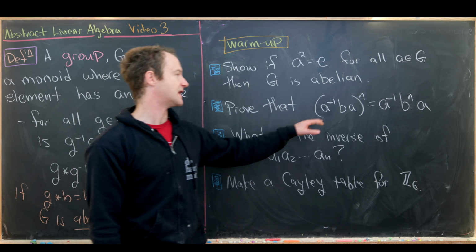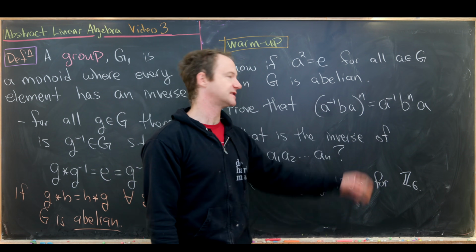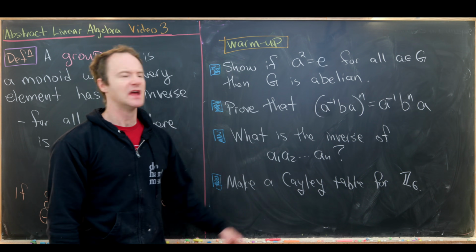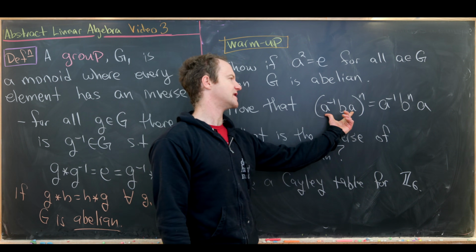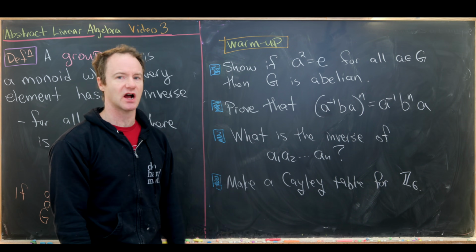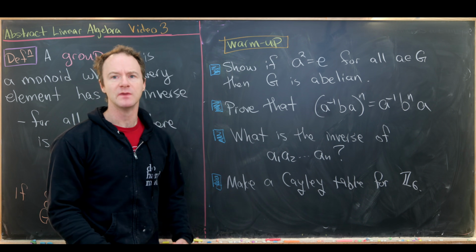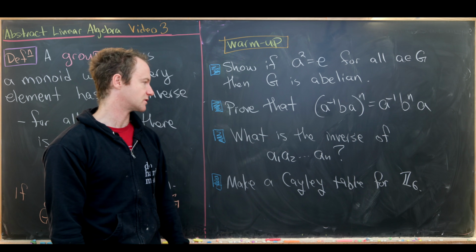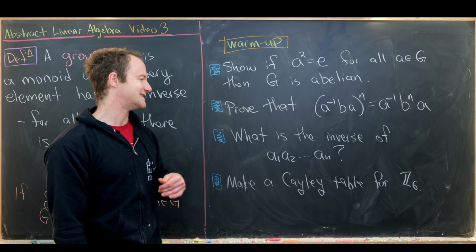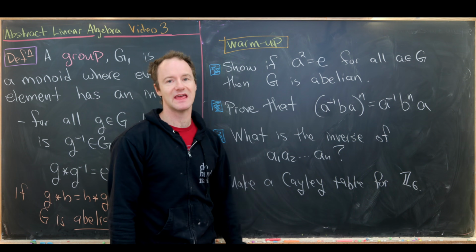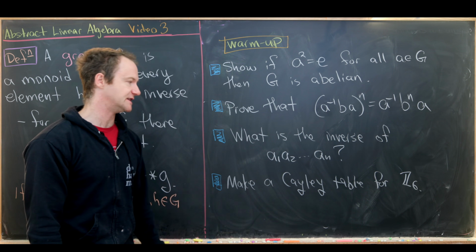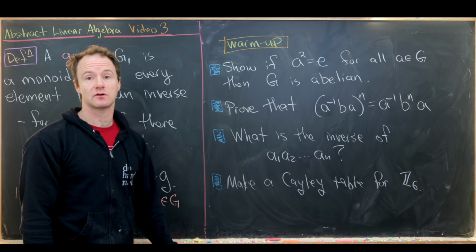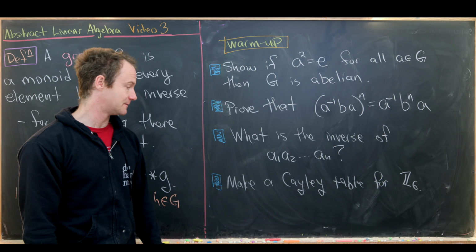Next is to prove that (A inverse B A) to the n power is the same thing as A inverse B to the n A. And that actually makes this operation really, really natural. This is called the conjugation of B by A. We'll see that later in the linear algebra component of this course. Next, what is the inverse of this product of n elements? So we've got A1, A2, all the way up to An. We did this for 2 elements already, so you just need to extend that.